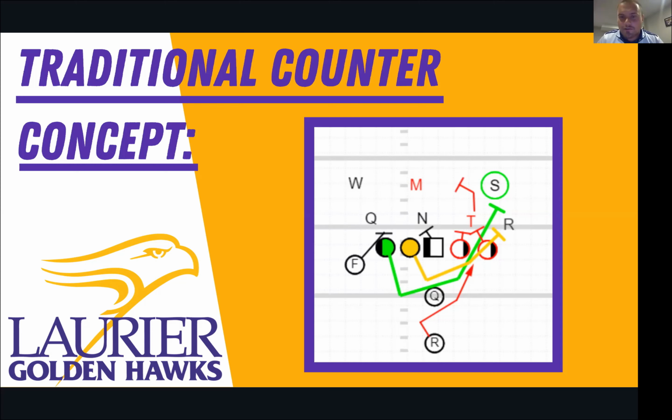Here's the guard doing it, obviously, in counter. Same thing, same foot, same shoulder, going to kick that guy out, pull the tackle up and through. The tackle's got to read the block of the puller, same as the guard would have to read the block of the fullback in traditional power.